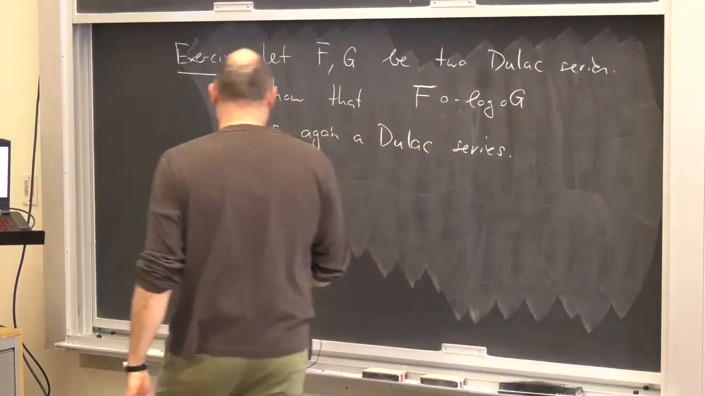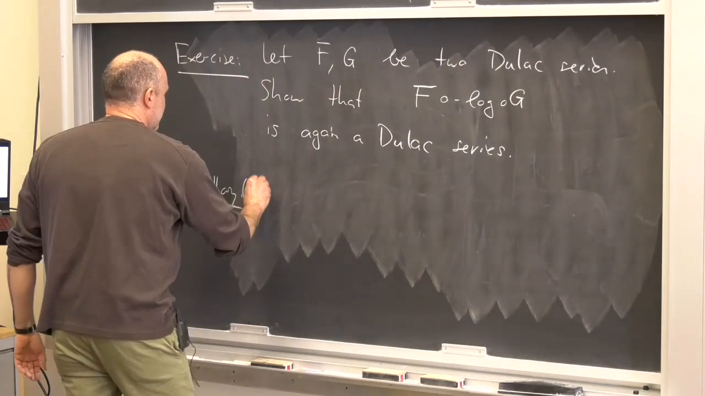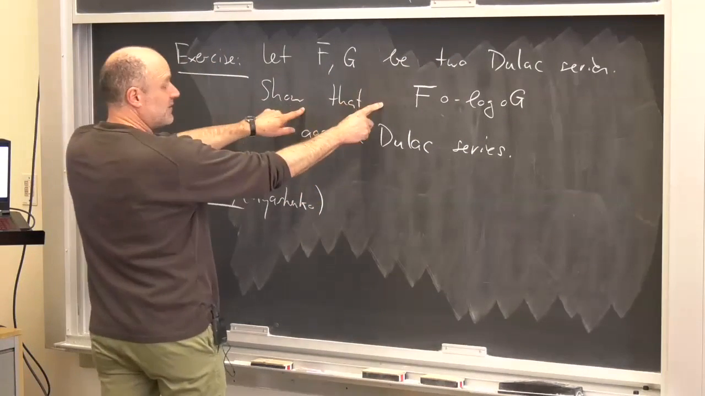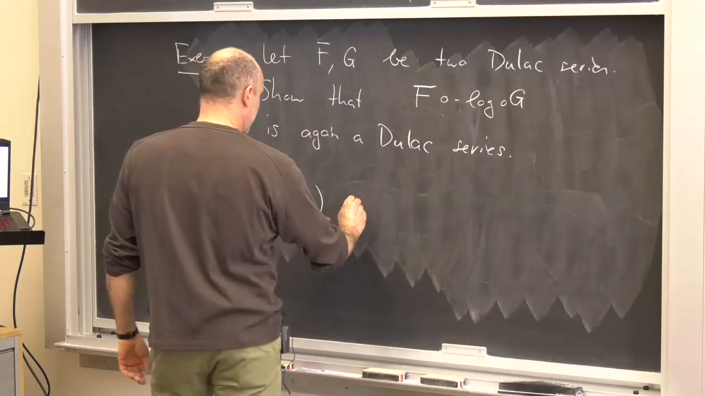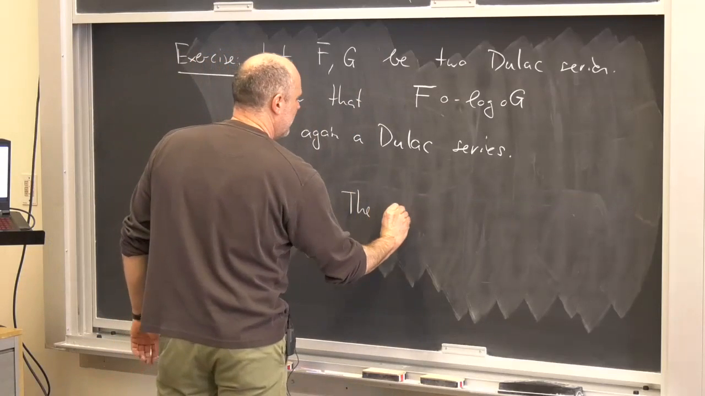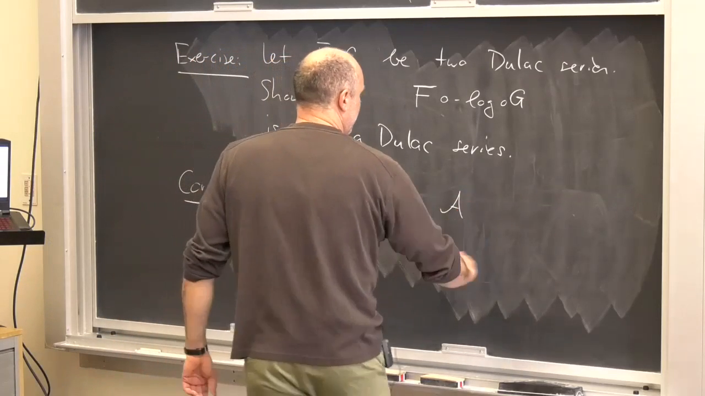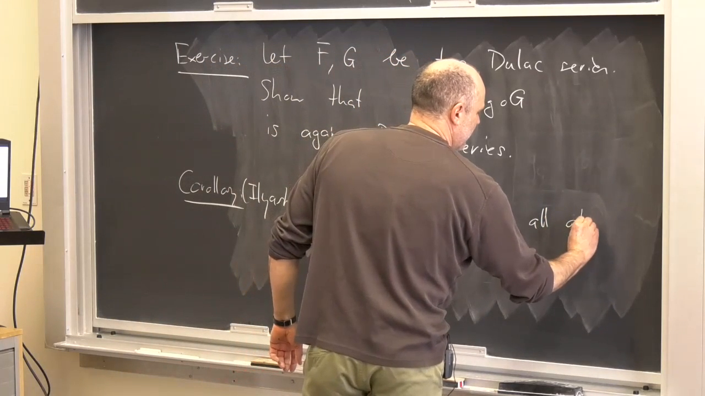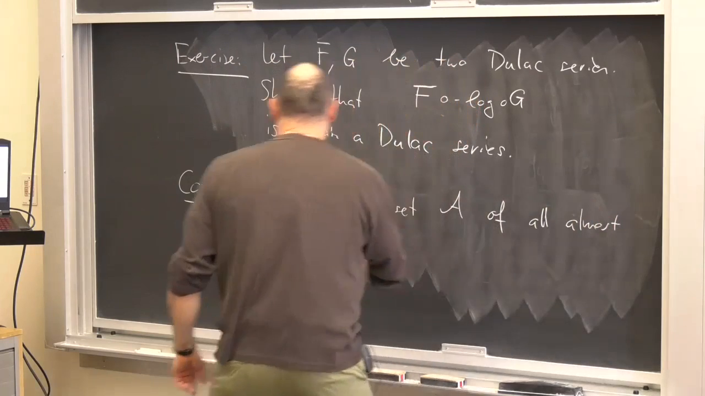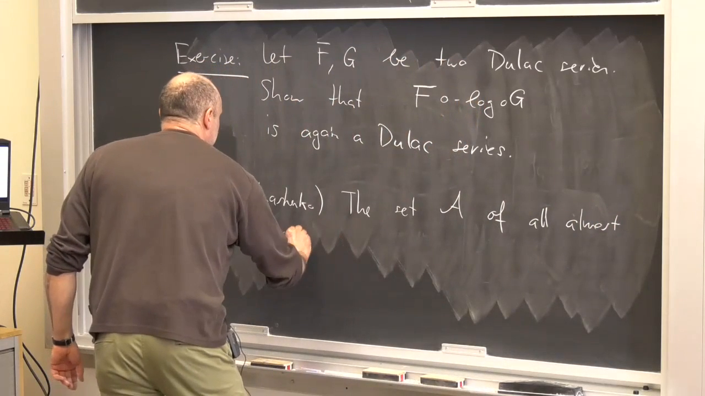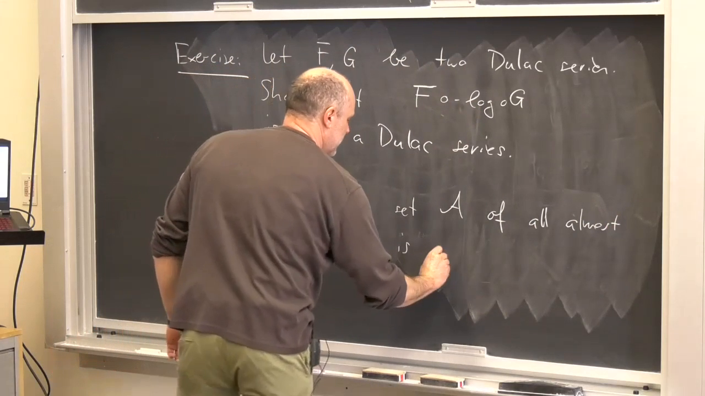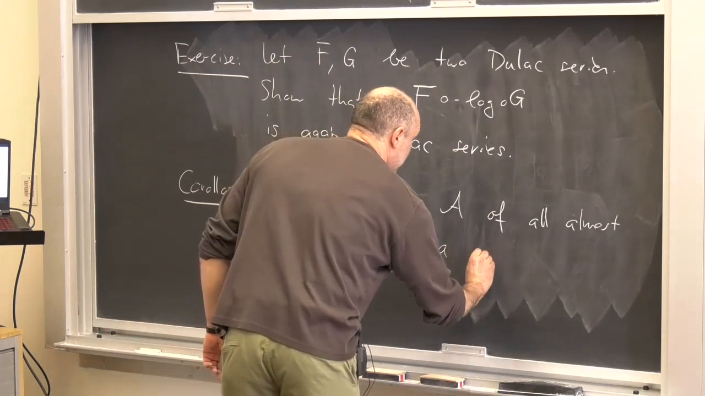So, corollary. The other part is not hard, once you have figured out this. The set A of all almost regular germs is a group under composition.